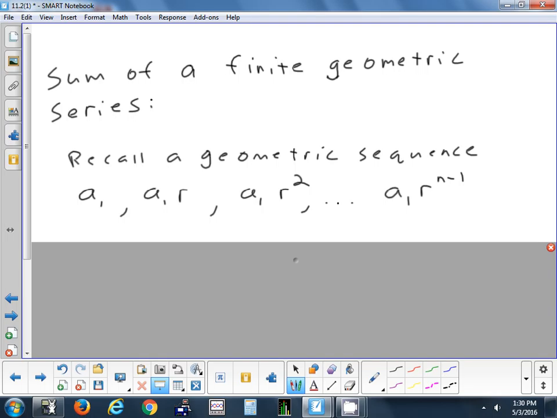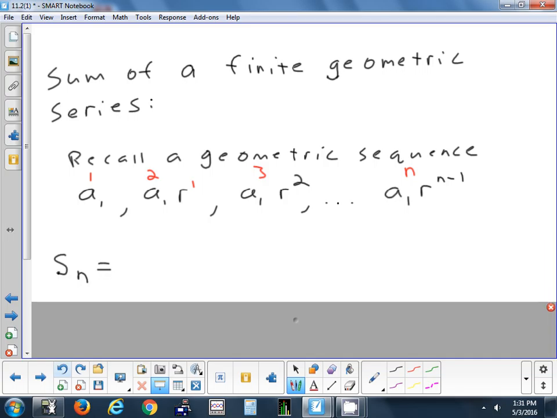a1 r cubed. The next one, you'd multiply it by r again, a1 r to the fourth, and so on. Notice, if you look at your term position and you look at your exponent, it's always 1 less. Second position has an exponent of 1 on the r. Third position, exponent of 2. Nth position, exponent of n minus 1.